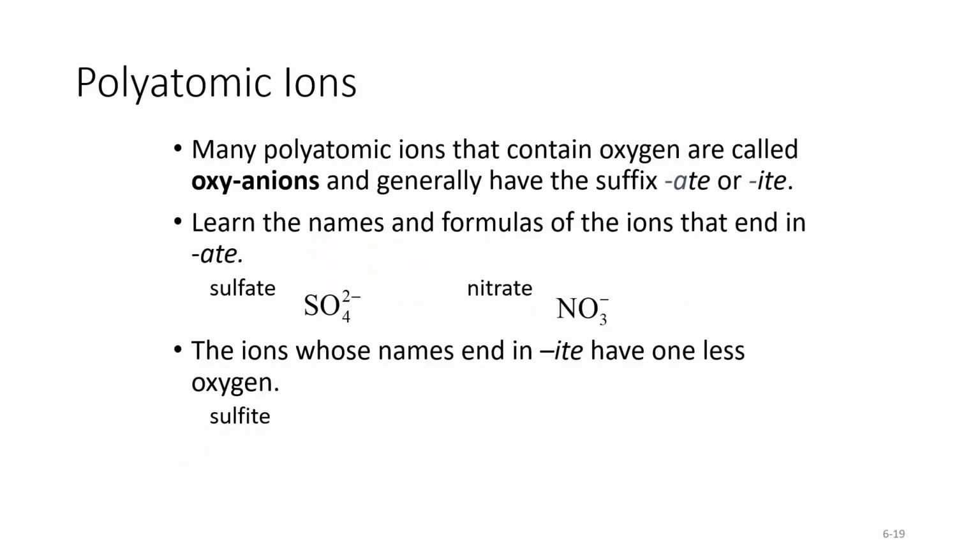So many polyatomics that contain oxygen are called oxyanions and generally have the suffix -ate or -ite. So this one, sulfate, this one's nitrate. The ions whose names end in -ite have one less oxygen. So sulfite versus sulfate. If you see O4, it's sulfate. O3 is sulfite. If you see O2, it's nitrite. O3 is nitrate.